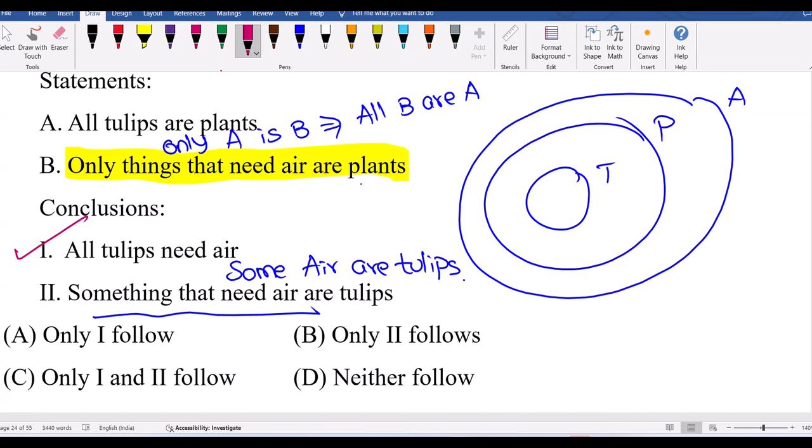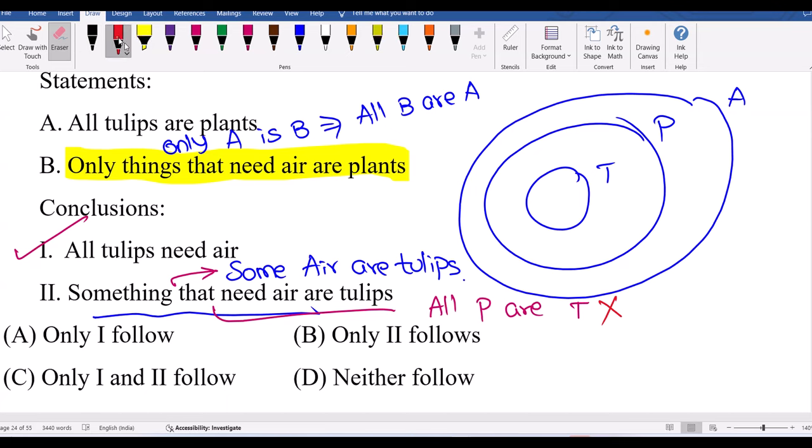So only plants. Something that needs air, as per the question, is plants. If this means all plants are tulips, then it's wrong. If it is "some air are tulips," then it's correct. It depends on how we are understanding this statement.